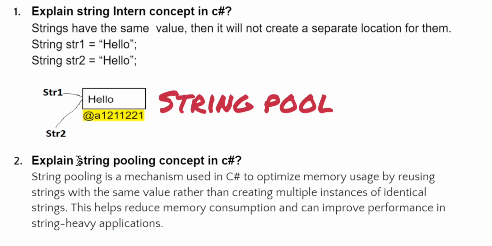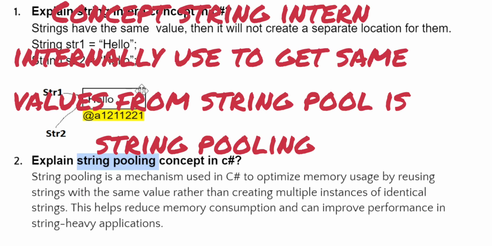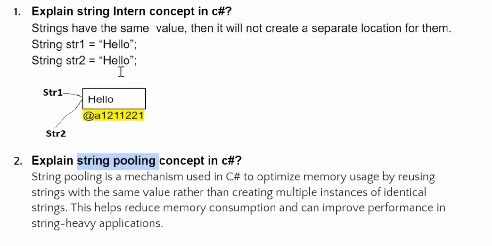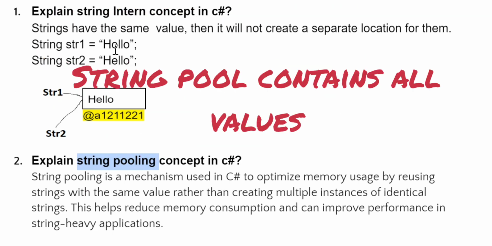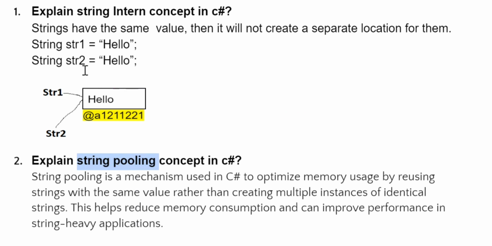Now try to understand string pool. The concept by which string intern knows that we have the same value is called string pool. String pool is the pool of all values, like the string pool will have the str1 value. So when you try to create str2 with the same value, string intern internally checks the string pool and sees, okay, yes, we have the same value, hello. So instead of creating a separate location for str2, it is going to point to the same location.